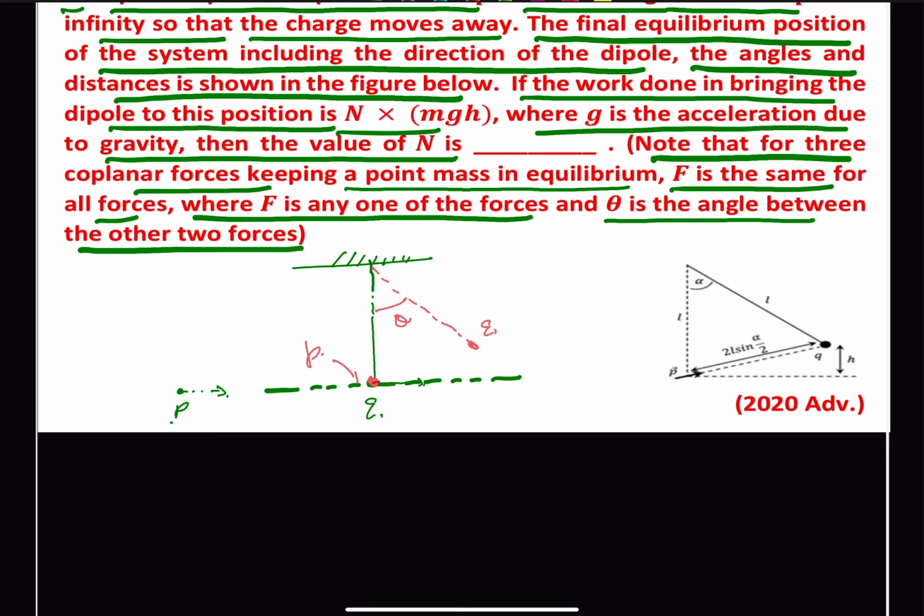This distance is given to us as 2L sine alpha by 2. Sorry, this angle is alpha, not theta. Initially it is vertical, and as the dipole is brought from infinity close to this charge q, the force of repulsion pushes the charge to a new position, which is the equilibrium position, and the height is denoted as h in this case.